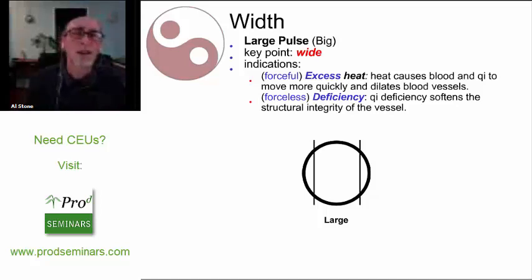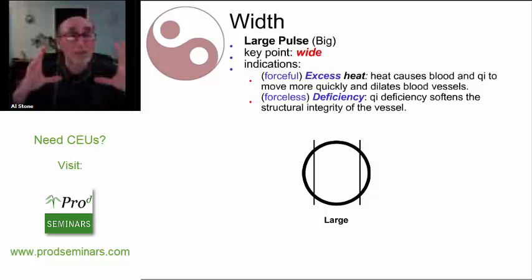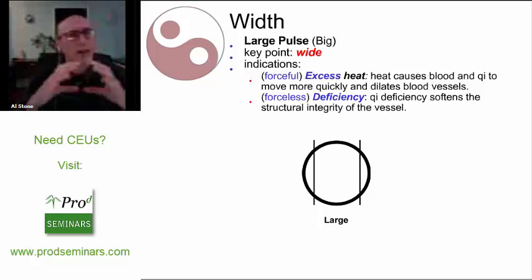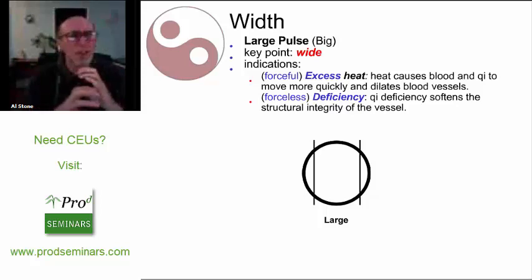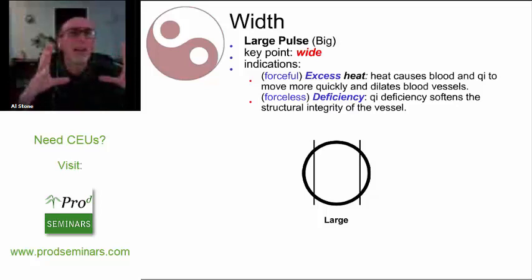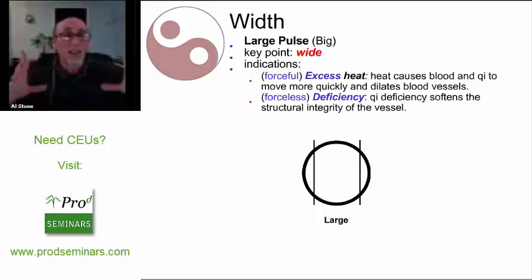And it really comes down to strength and force. The large pulse, if it is forceful, indicates heat. Heat causes the vessel to expand. If it's forceless, it's a Qi deficiency, because the Qi, the spleen Qi, keeps the blood in the vessel, but it's also in charge of some structural integrity. And so when that Qi gets weak, the vessel gets weak, and so it can be loose but wide, kind of large and really weak.